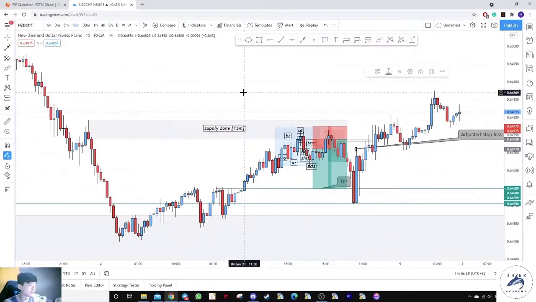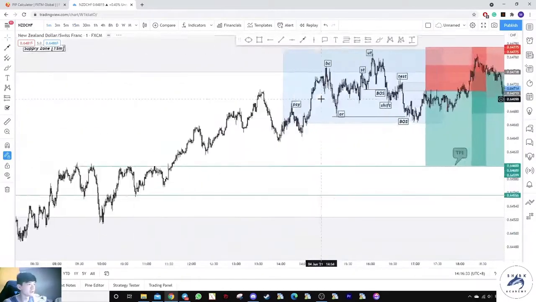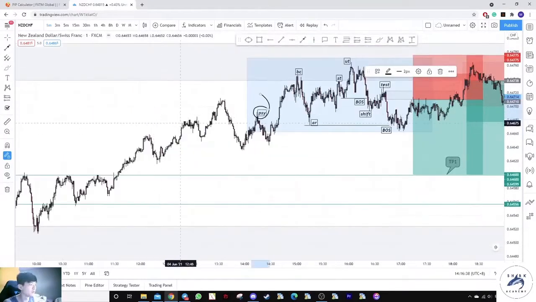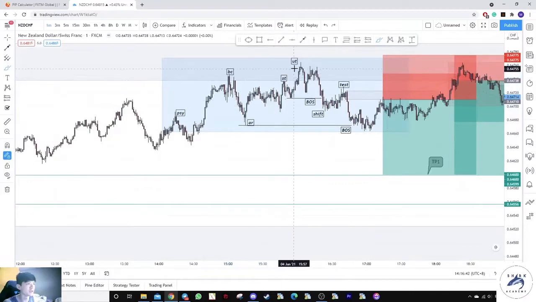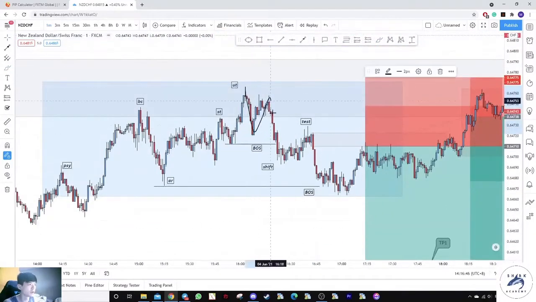So here we have a supply zone, a 15 minutes one, and if you go down to the 1 minute time frame, you can actually see a Wyckoff schematic, right? So we have the preliminary supply, we have the buying climax, automatic rally, secondary test, UT. So this UT over here caused a shift, right? So can you see this UT broke minor structure? This is a minor structure, right?